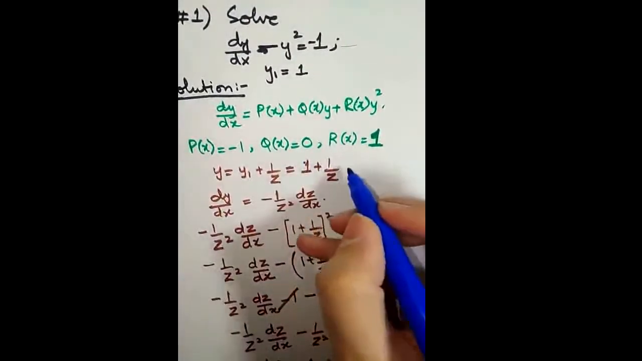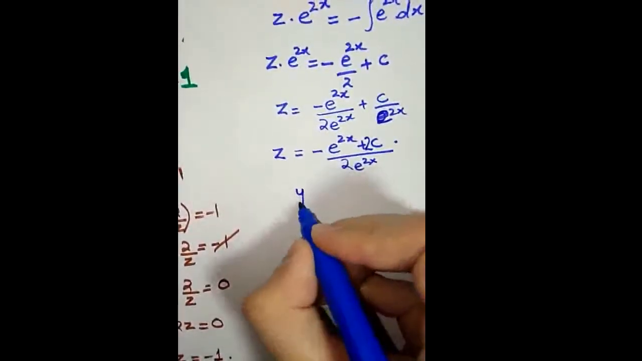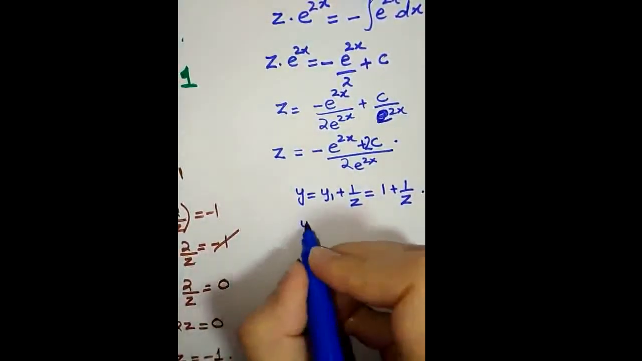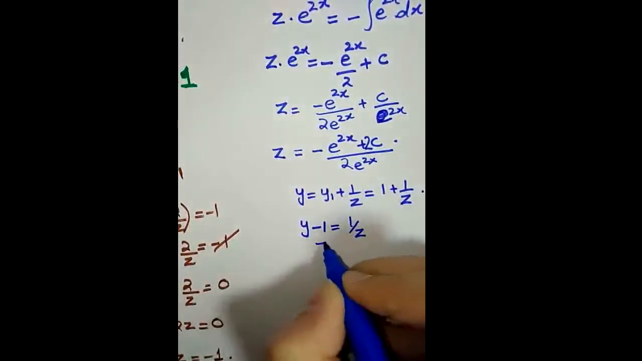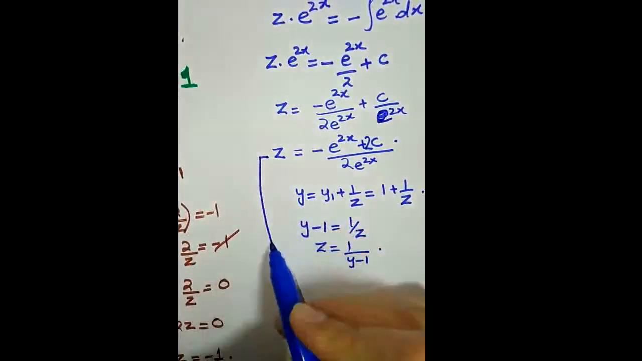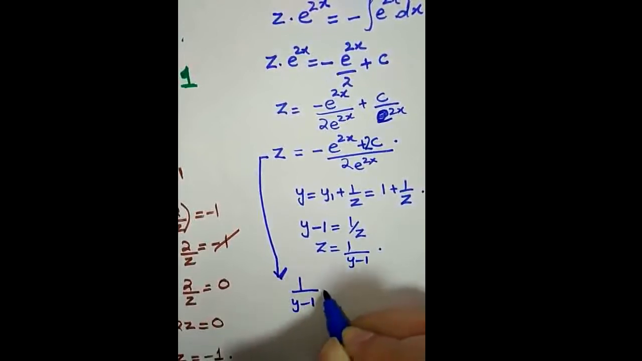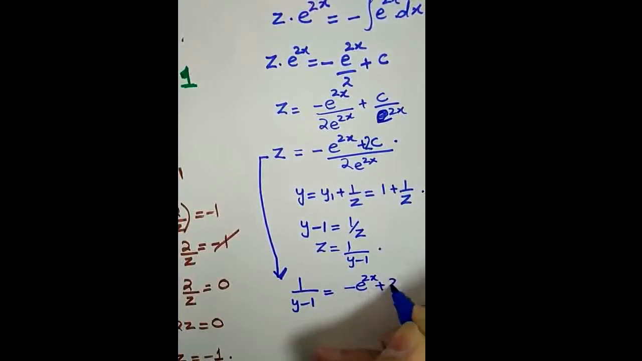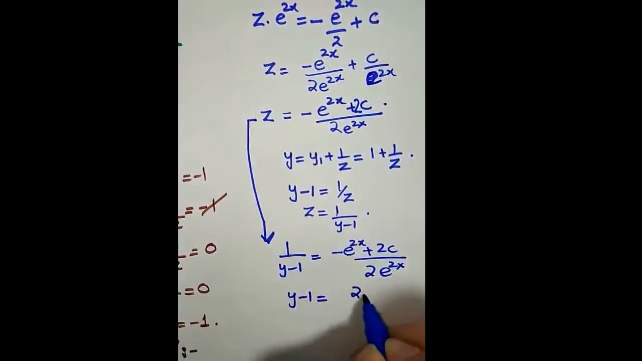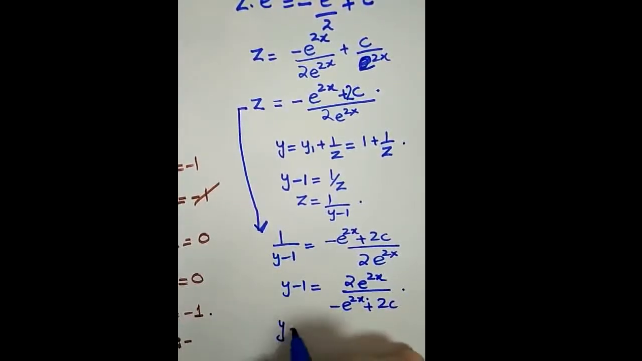And I again transform this z to y. How will I transform this z to y? Because y equals y1 plus 1 by z, and y1 here is 1 in this particular example. So if I shift y minus 1 equals 1 by z, then z is 1 over y minus 1. So if I replace in terms of y, then z becomes 1 over y minus 1 equals minus e to the power 2x plus 2 into c divided by 2 into e to the power 2x. If I take the reciprocal or cross multiply, then y minus 1 becomes 2 into e to the power 2x divided by minus e to the power 2x plus 2 into c, and y becomes 2 into e to the power 2x divided by minus e to the power 2x plus 2 into c, plus 1. So that is the final answer.